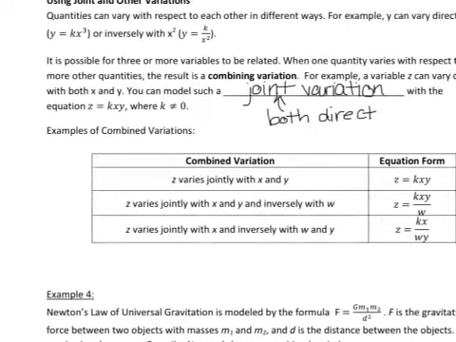All right, the equation for this would look like this. Z equals K, because we have to have our constant of variation, times X times Y. If they're direct, then the X and Y are going to be on the same level as Z. If they're inverse, like when we come down here, we have jointly with X and Y, so they're on top, and inversely with W, W is on bottom. So if it's direct, they're on the same level. If it's inverse, it's on the bottom of the fraction. Does that make sense?